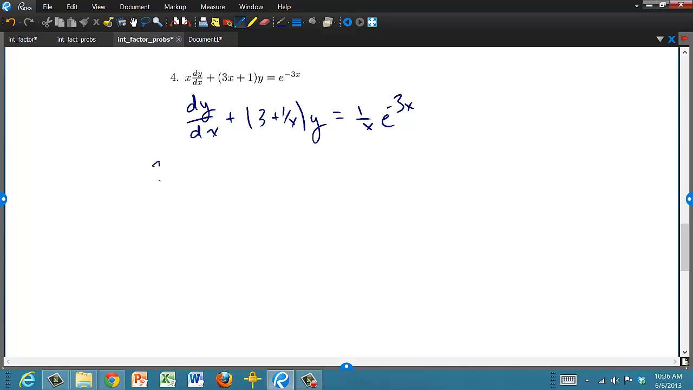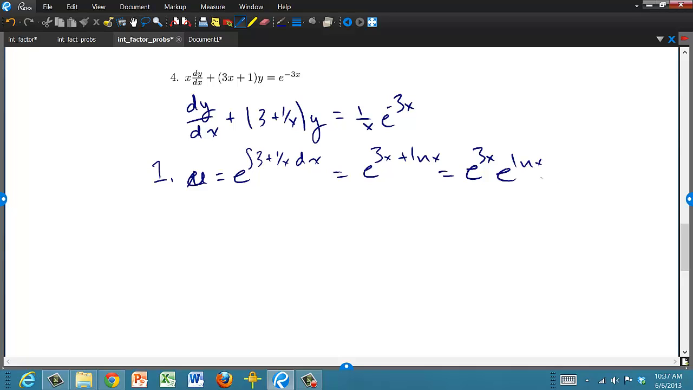Okay, we'll again calculate the integrating factor. Mu is e to the integral of 3 plus 1 over x dx, so that'll be e to the 3x plus natural log x. That's e to the 3x times e to the ln x, and that's x e to the 3x. So there's your integrating factor. Step 2, multiply everything by the integrating factor.